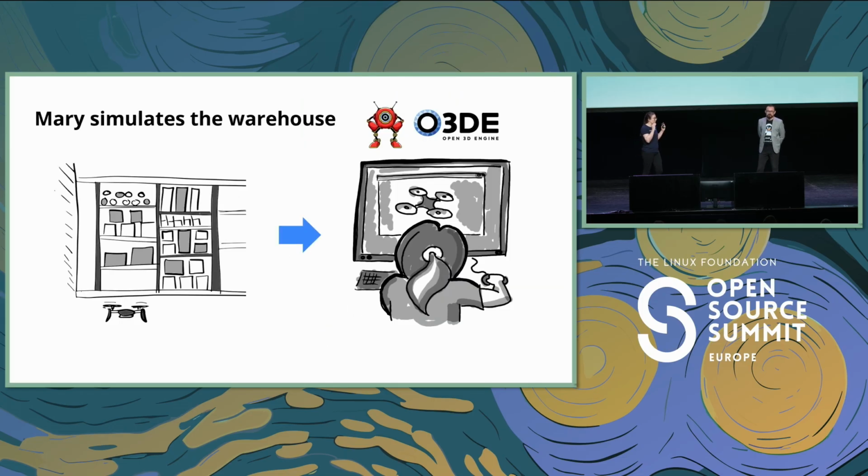So Mary's colleagues give her the floor plan of the warehouse so she's able to model all of the shelves, all of the boxes with the barcodes. And she uses O3DE to do that and making the photo realistic so that she can have a virtual robot, a virtual drone, be able to take off safely within the simulator itself. So she can crash in the simulator. Exactly. Okay. That's a little less dangerous.